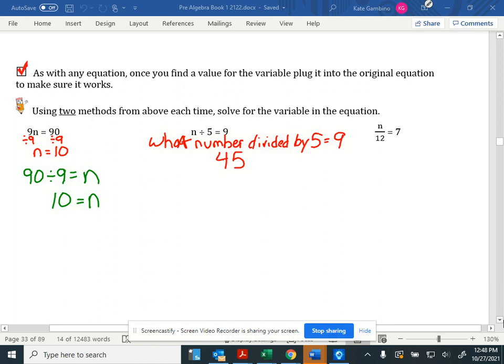What's another way we could solve this? Edward. Yeah, if we do that fact family, what would be the most useful fact family to do? 5 times 9 equals n. We know 5 times 9 is 45. So that's using that fact family.